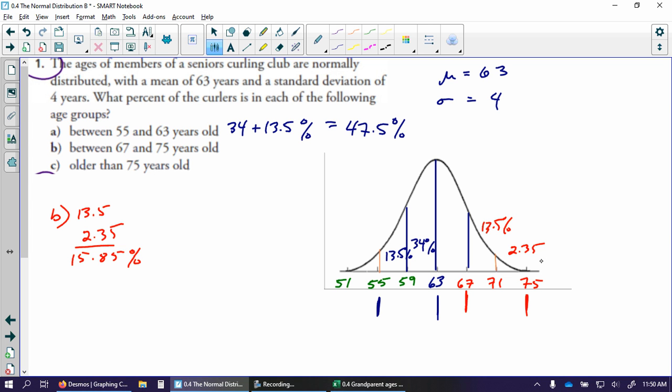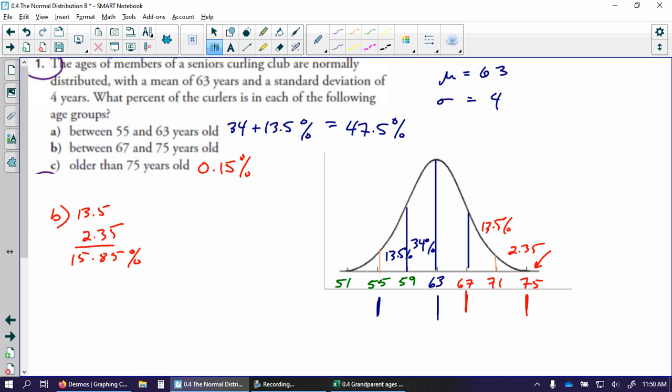Older than 75, it's hard to see on this particular image, but it's there. So we have to remember that it's outside of 99.7. So that's 0.3, half of which is 0.15%. So this is kind of your basic starting point for a normal distribution question.